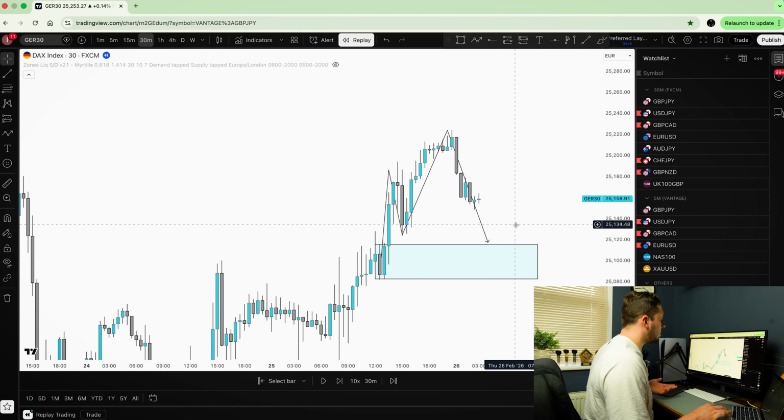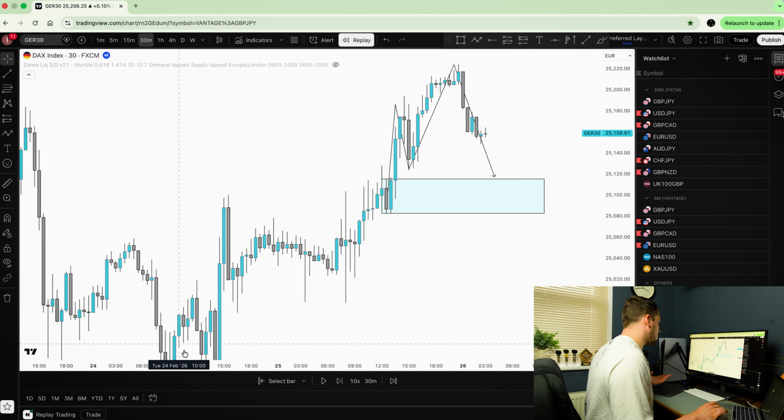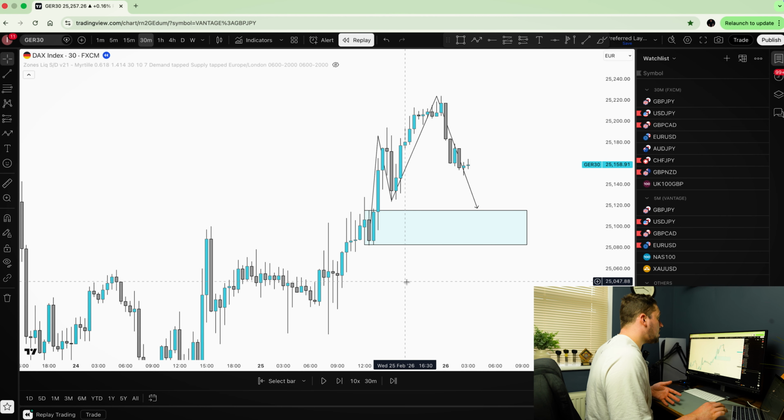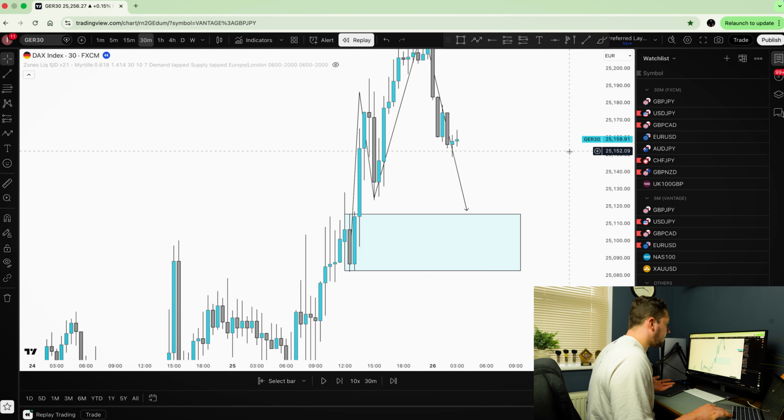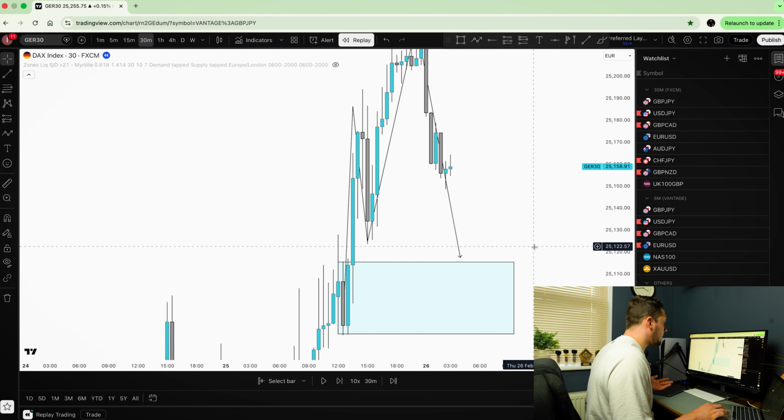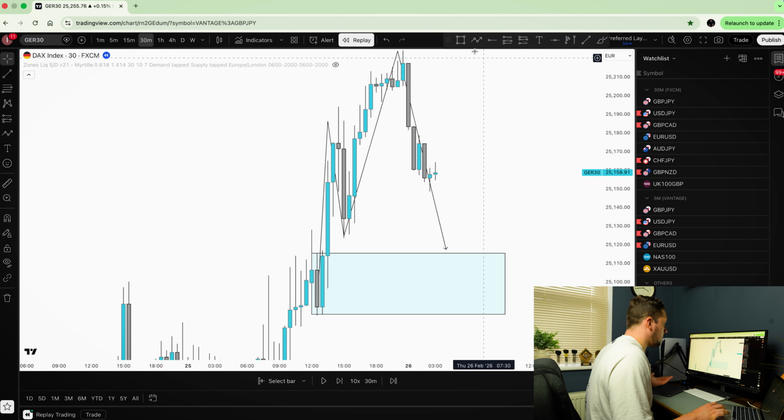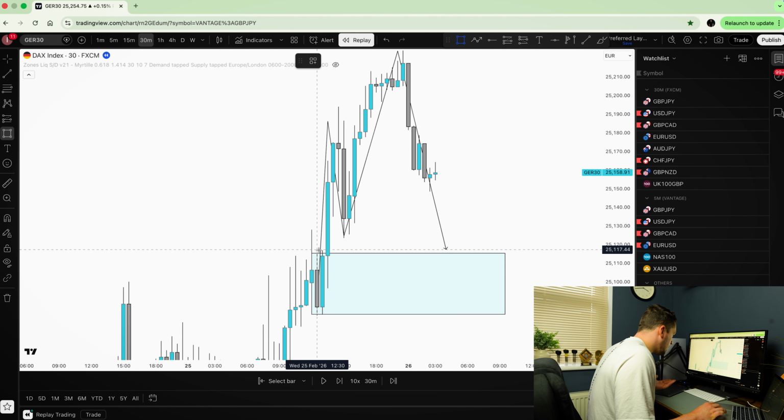Why do we know this is the right zone? Well, firstly, because all of this price range is efficient, so there's no reason for price to go down there at all. And we've also got a very key gap here, imbalance or fair value gap, whatever you want to call it, which is from the top of this candle here to the bottom there.